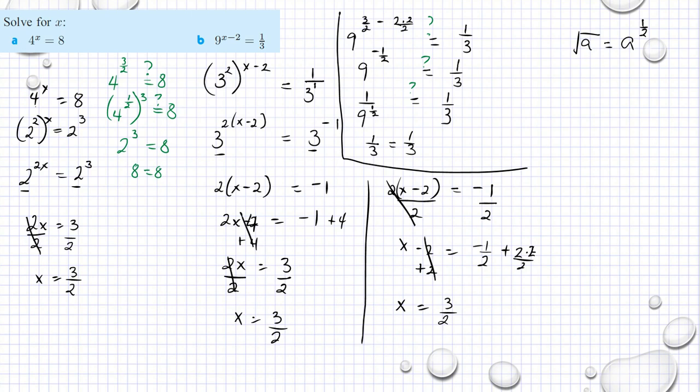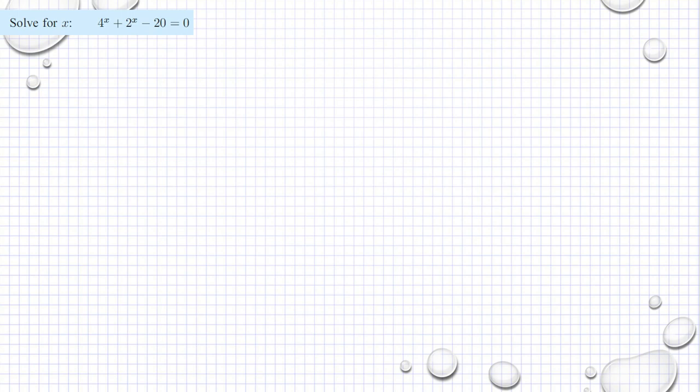Let's see if we have more. Solve for x. I think I need to do this in my next video. It's already 10 minutes. So, hang on.